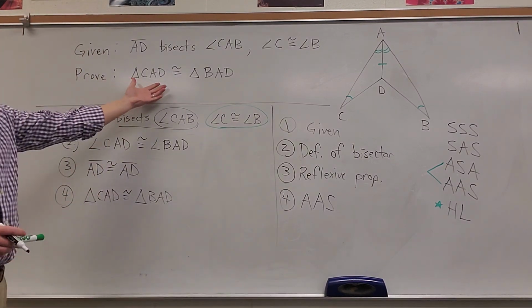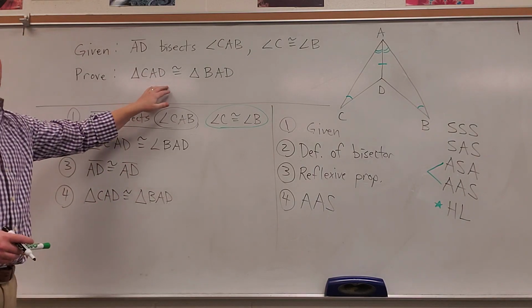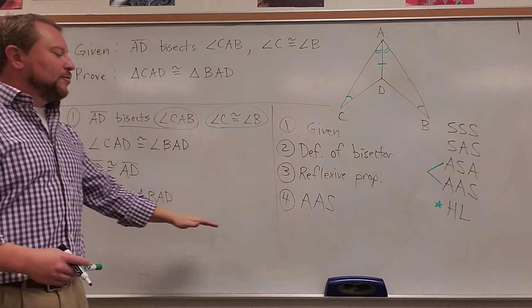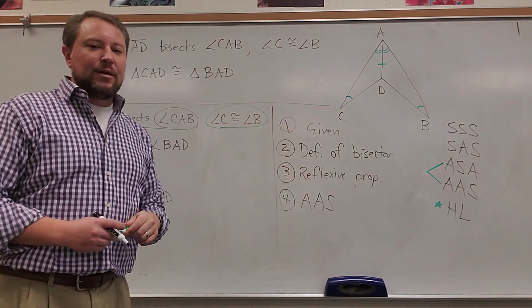And that means we're done on this proof because all we had to do was prove the triangle is congruent. If there were parts here that we had to prove congruent, then you'd have a follow-up step that would say CPCTC for the reason. But on this one, we don't.